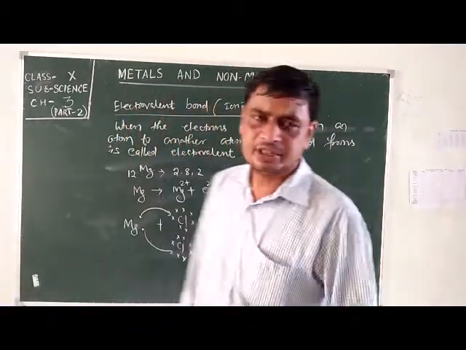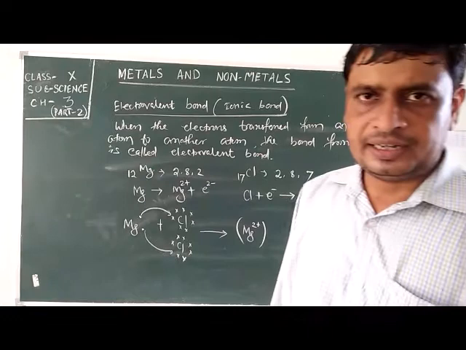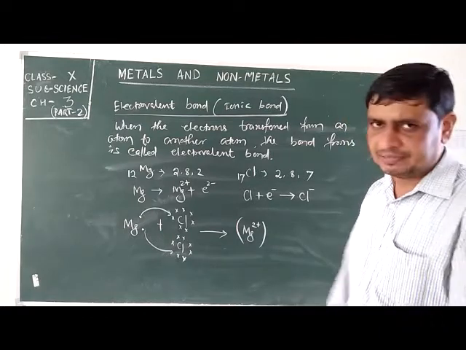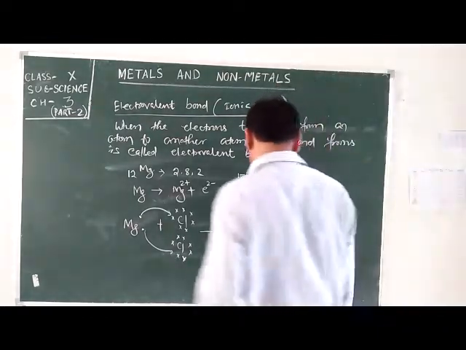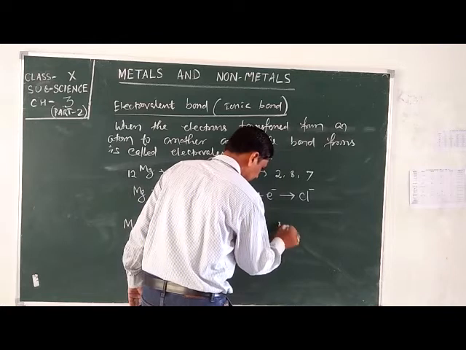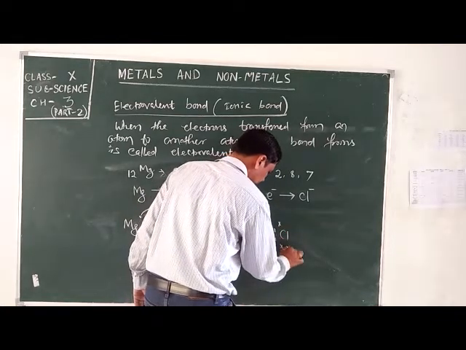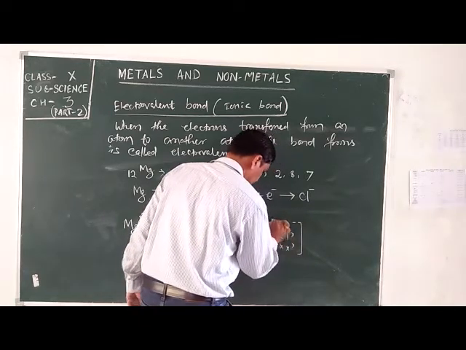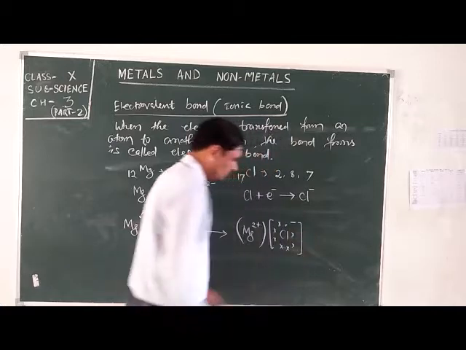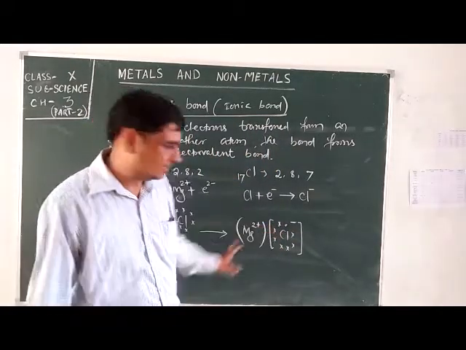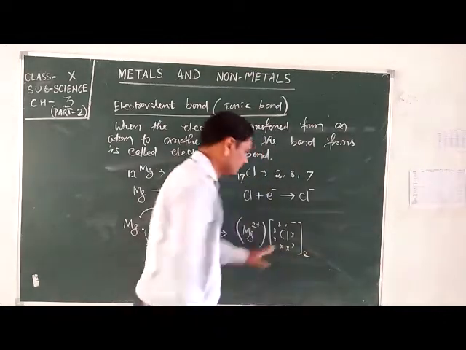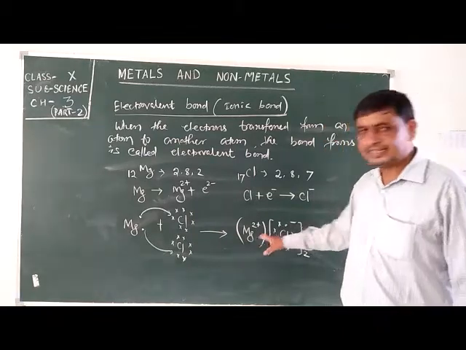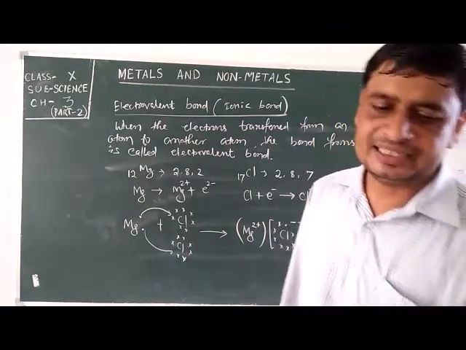Next, each chlorine atom accepts one electron, so it becomes a negative ion. Two chlorine atoms are there, so it becomes Cl2. Now we got the compound MgCl2, that is magnesium chloride.